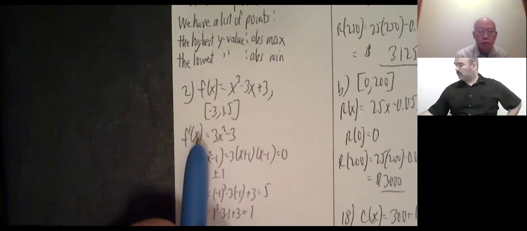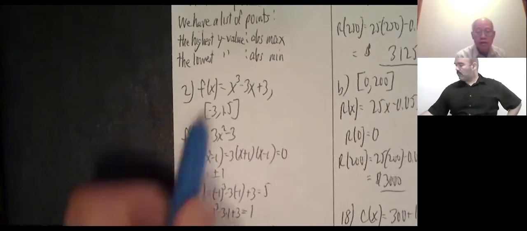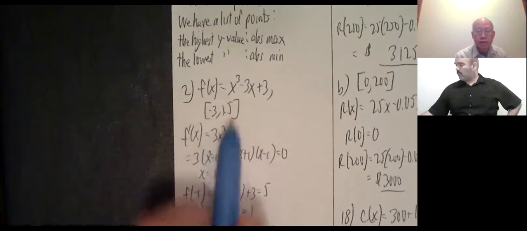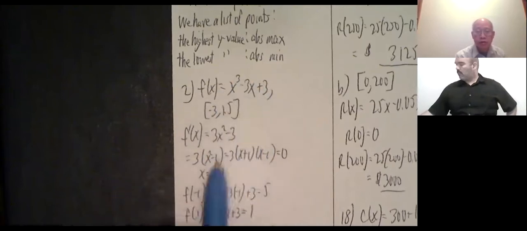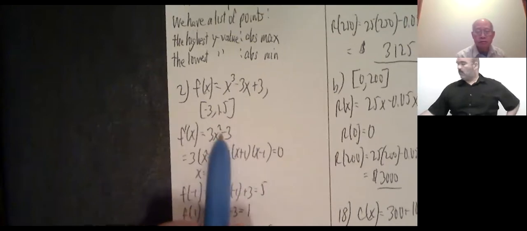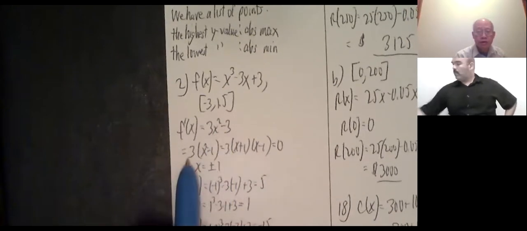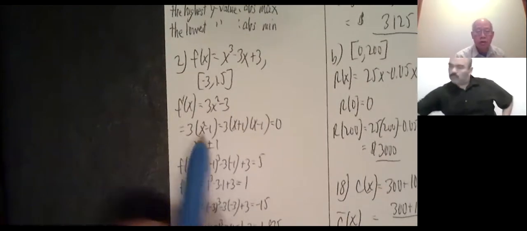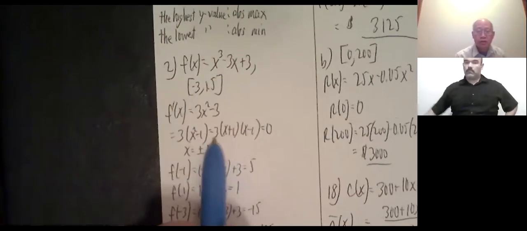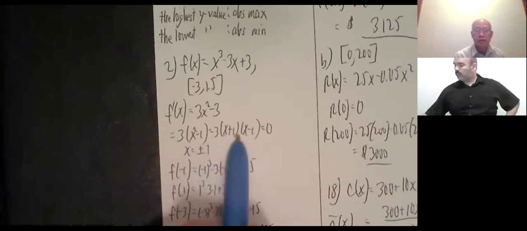Let me get my calculator handy, but I've already done these. So find the critical numbers. What does critical number mean? Set the derivative equal to 0. So what's the derivative of this thing? Shouldn't be too hard. 3x squared minus 3, which factors into 3 times x squared minus 1, which further factors into 3 times x plus 1, x minus 1.